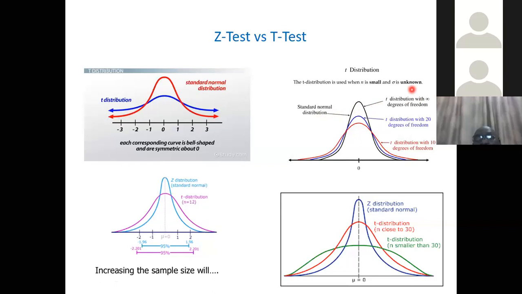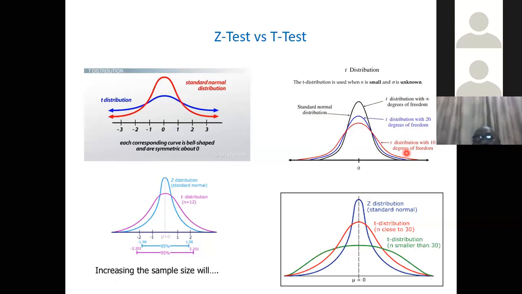Look at the T distribution with 20 degrees of freedom. Look at the T distribution with 10 degrees of freedom. Can you see? The 10 is flatter. But if you look at the area under each of them, it's the same. The flatter one spreads out, with a wider base.